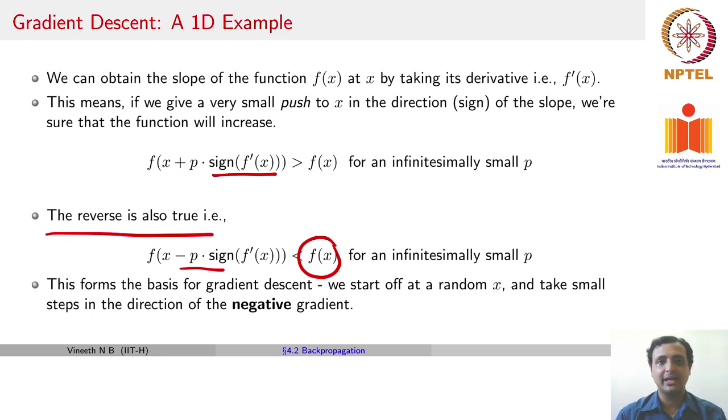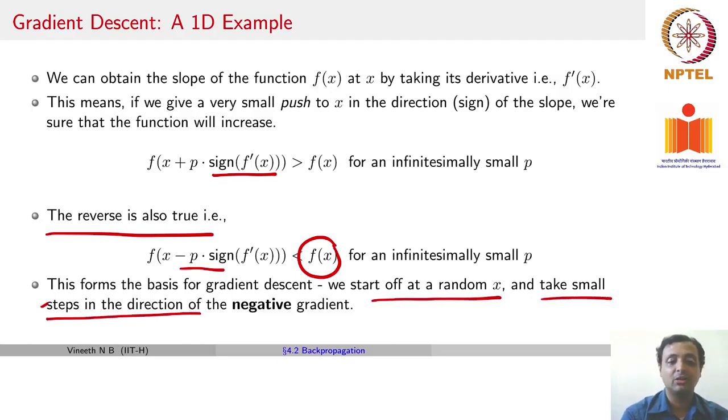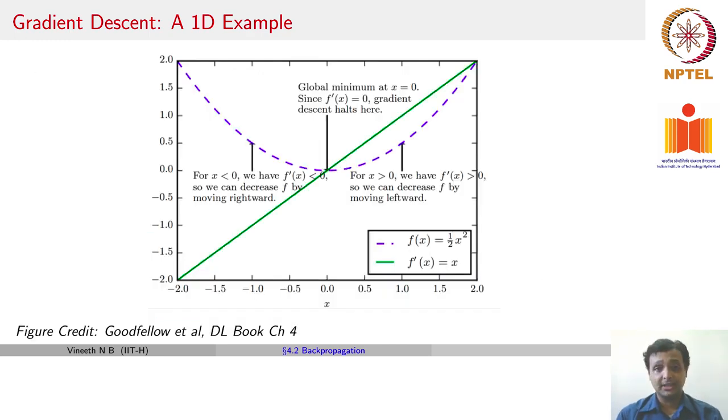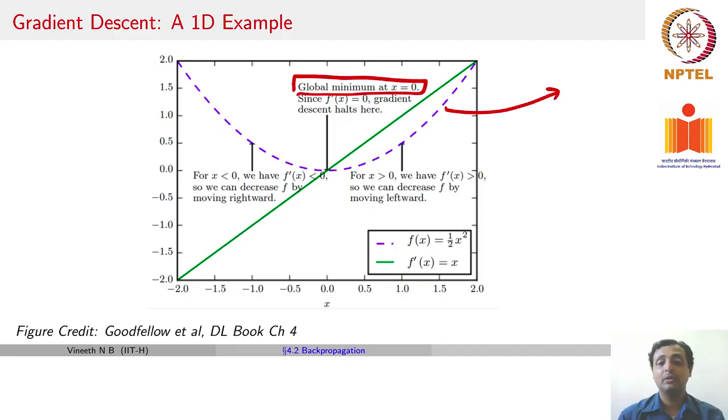This is the basic idea of gradient descent. We start off at a random x and keep taking small steps in the direction of the negative gradient, and we iteratively reach a point at which f of x is the least. Here is an illustration of what we just spoke about. Let's assume that f was indeed a convex function. That's your f, and the minimum is attained at x equal to 0.